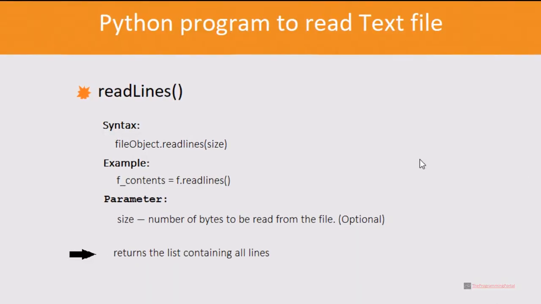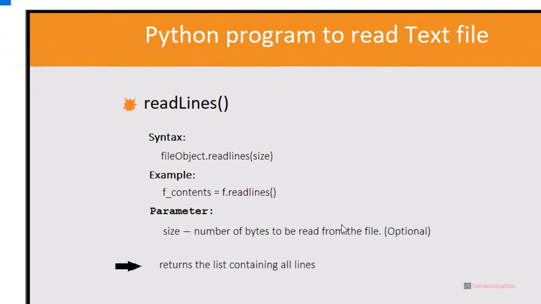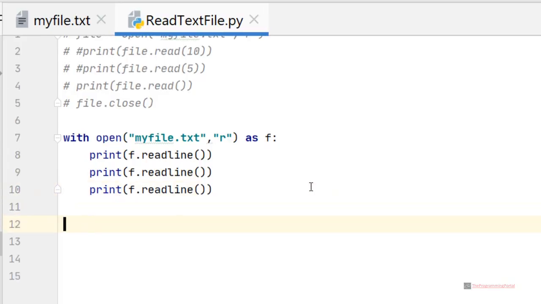Next is the readLines function. It is used to read all the lines in a single go and return us a list of lines. This function is efficient when you have small files because it reads all the data and stores it in memory. So it is not memory efficient, but we'll see that. So let's write code for that.